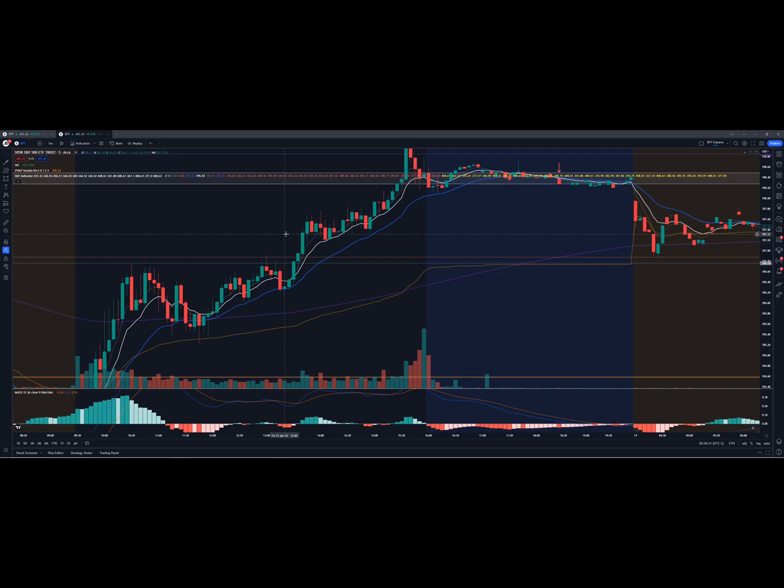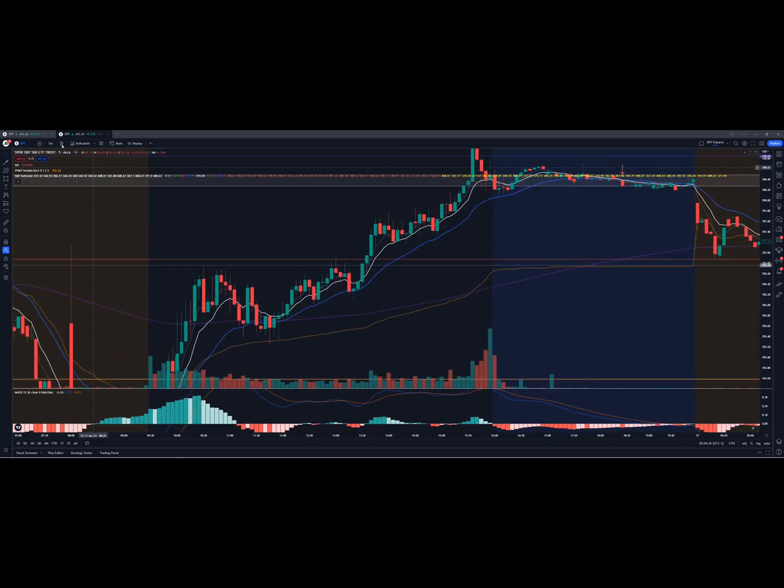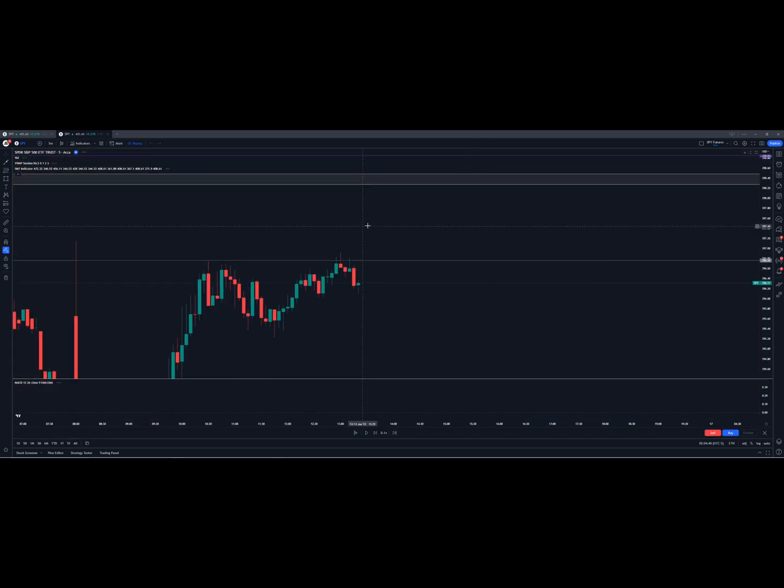Just like the bear flag, we like to play those on trend days to the downside. Bull flags are best played on trend days to the upside, which you can see here. This day was a very strong uptrend. So let's go ahead and start the price action from here.